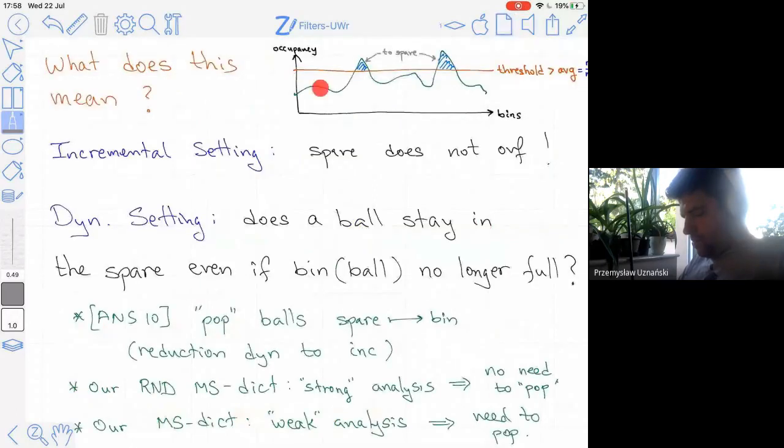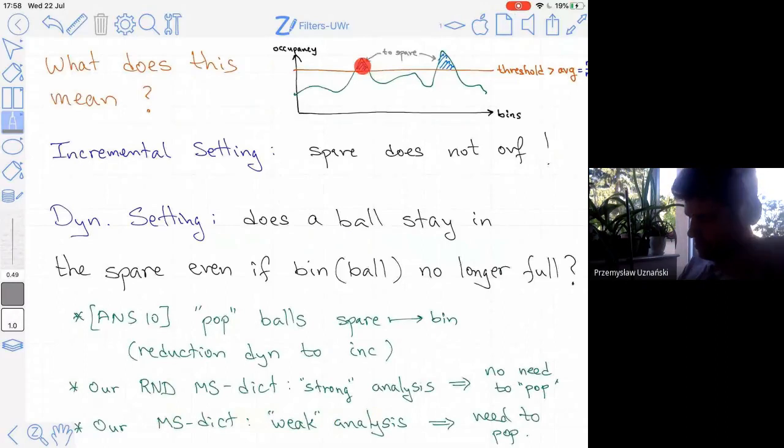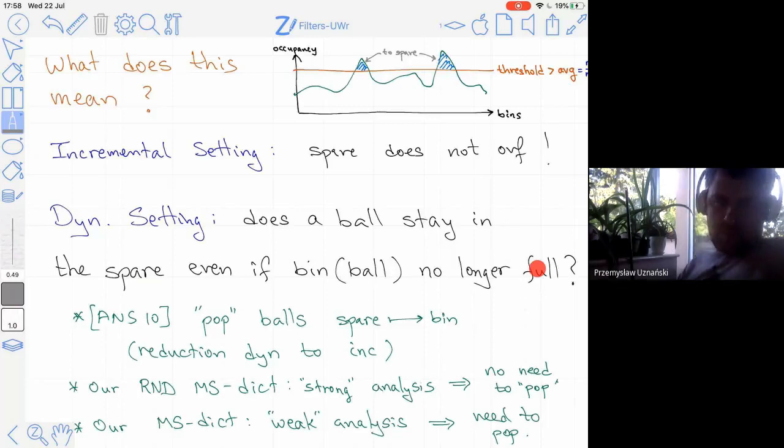Okay, so let me elaborate on this issue. What does it mean? We analyze the number of balls that fall above the threshold, and in the incremental setting, it just tells us that the spare does not overflow. But in the dynamic setting, a ball may stay in the spare even if its bin is no longer full. So now you do a snapshot of your configuration and you see that the bin is not full, yet the ball resides in the spare. Does our analysis crash or does it stay valid? This is an interesting question.